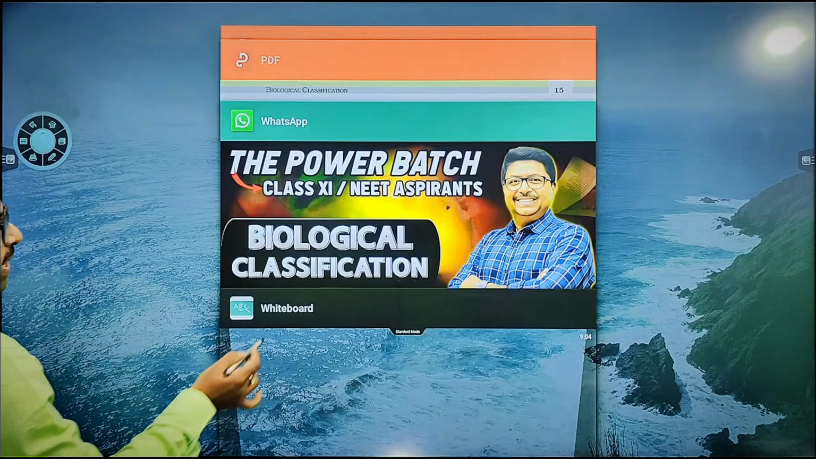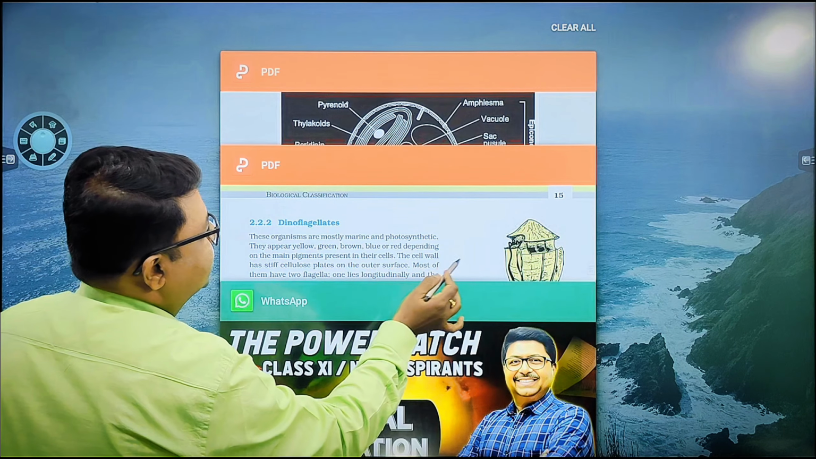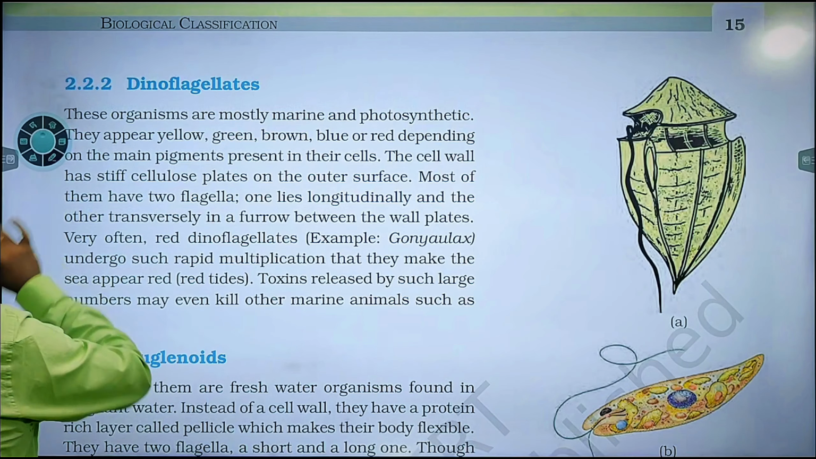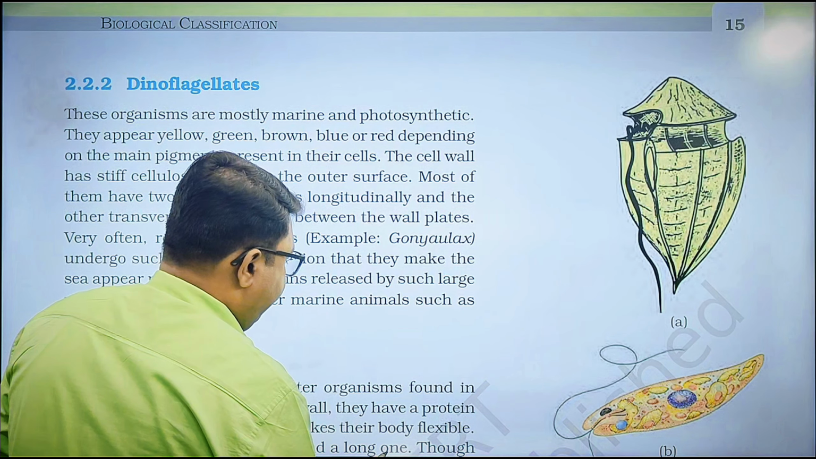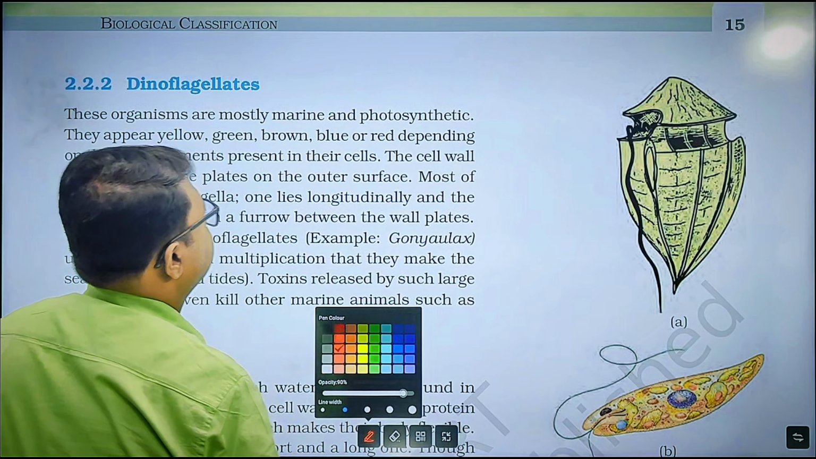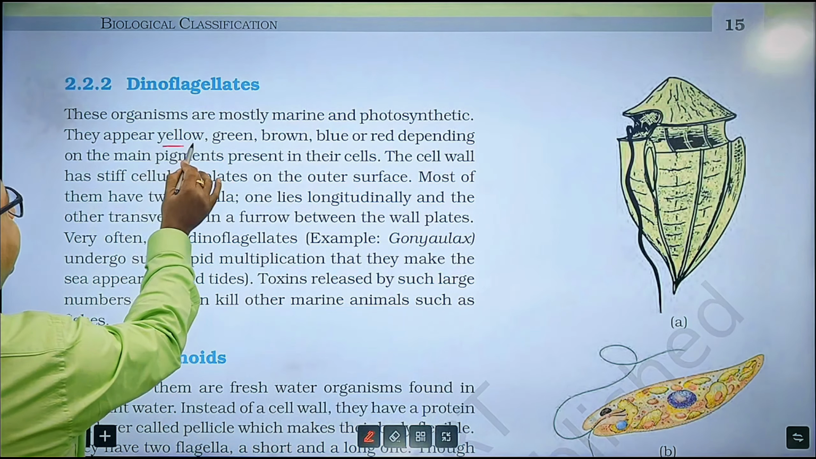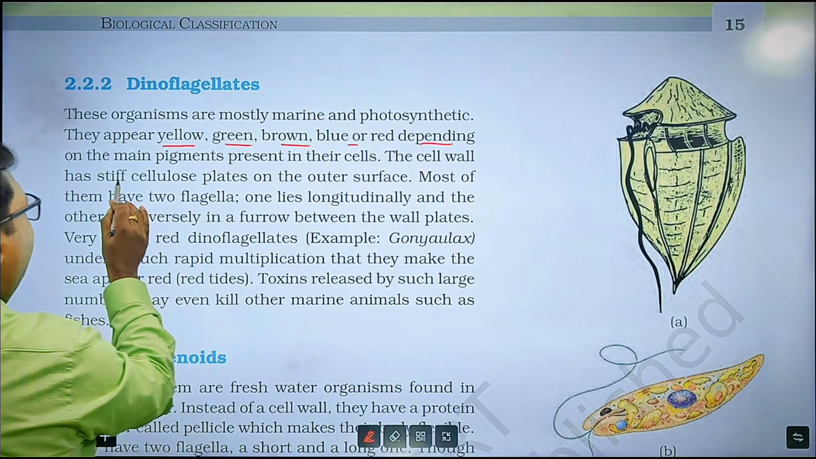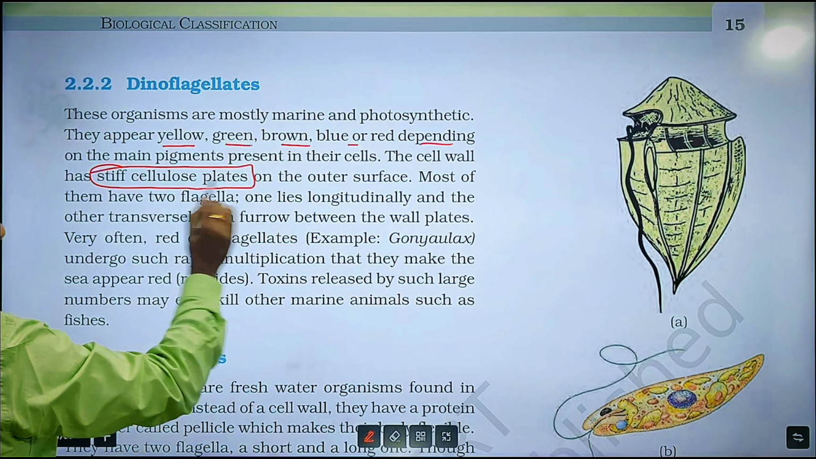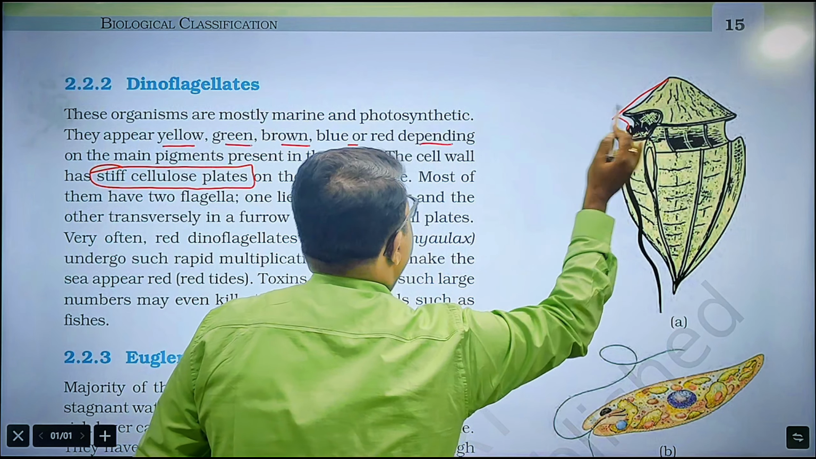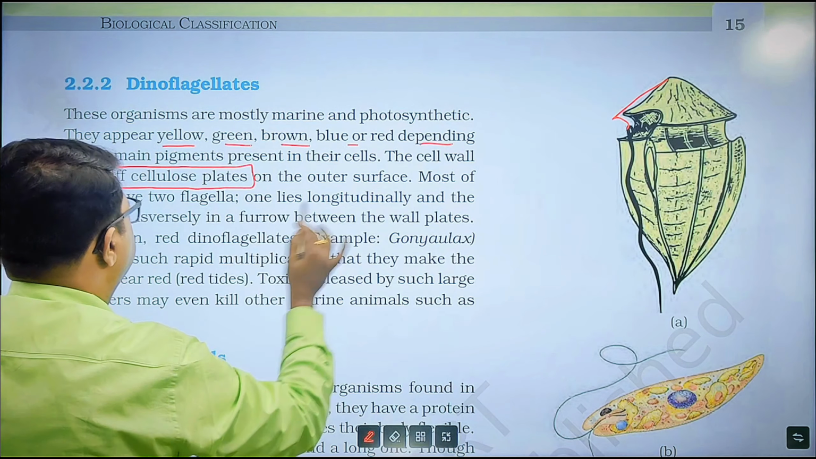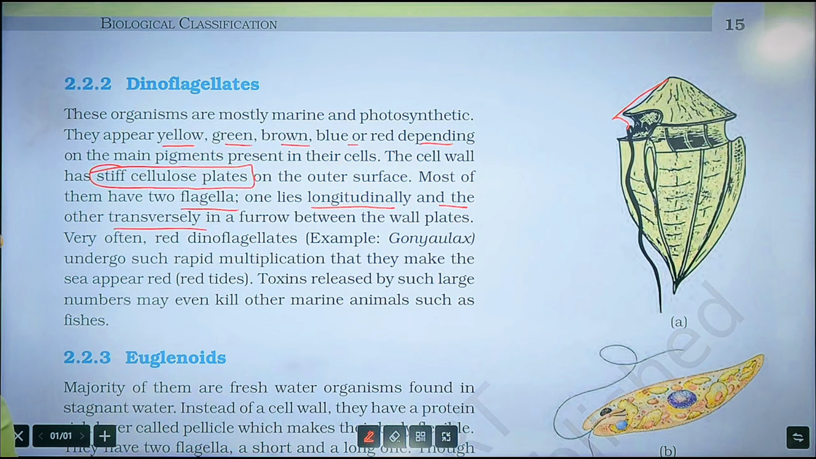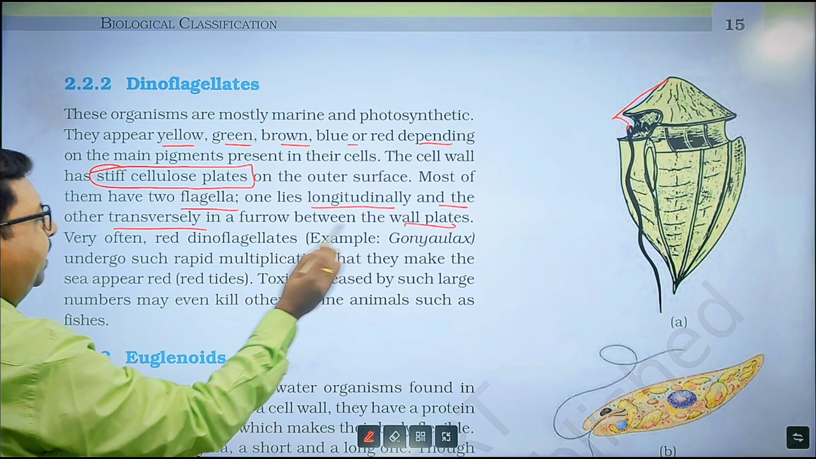देखने में होता कैसा है? In your NCERT the structure is this. फाइन, एनसीईआरटी में यही स्ट्रक्चर दिया गया है. नाउ असल में स्ट्रक्चर थोड़ा सा डिफरेंट है. यहाँ पे दे कैन अपीयर येलो, ग्रीन, ब्राउन, ब्लू और रेड डिपेंडिंग अपॉन द मेन पिगमेंट्स फ्रॉम द सेल्स. द सेल वॉल हैज स्टीफ सेलुलोज प्लेट, इसलिए इसको आर्मर्ड एल्गी कहते हैं. मोस्ट ऑफ देम हैव टू फ्लैजेला, वन लाइज लॉन्गिट्यूडिनली एंड द अदर ट्रांसवर्सली इन अ फरो बिटवीन वॉल प्लेट्स. दोनों के बीच में गैप है, वहां से निकलते हैं.